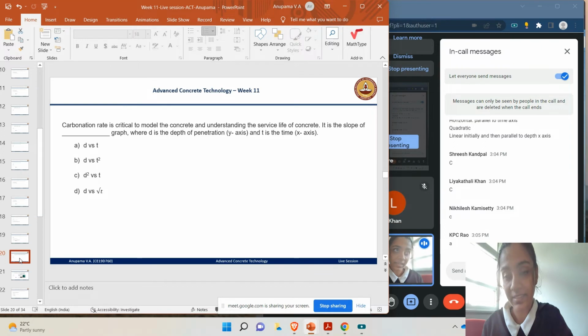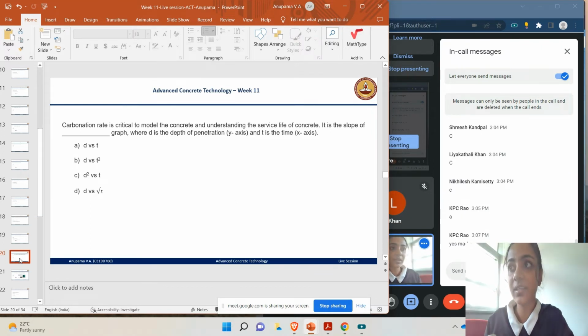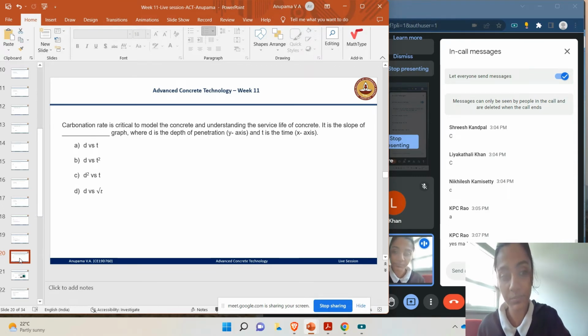So, the carbonation rate, or the rate at which the carbon dioxide penetrates into the concrete, is very important because nowadays there are many modeling softwares which can model the service life of concrete. For that, we need the carbonation rate. So, that carbonation rate is the slope of which graph, where d is the depth of penetration and t is the time? Is it d versus t graph, or d versus t square graph, or d square versus t graph, or d versus root t graph?